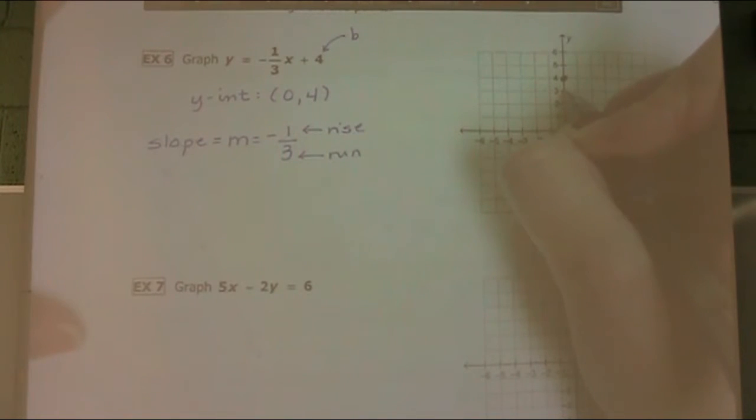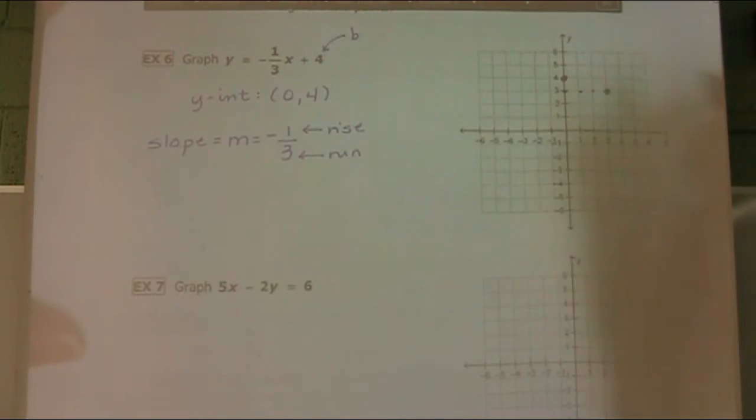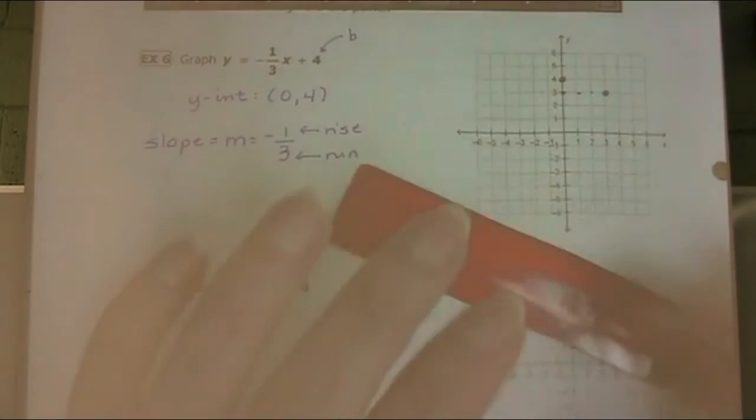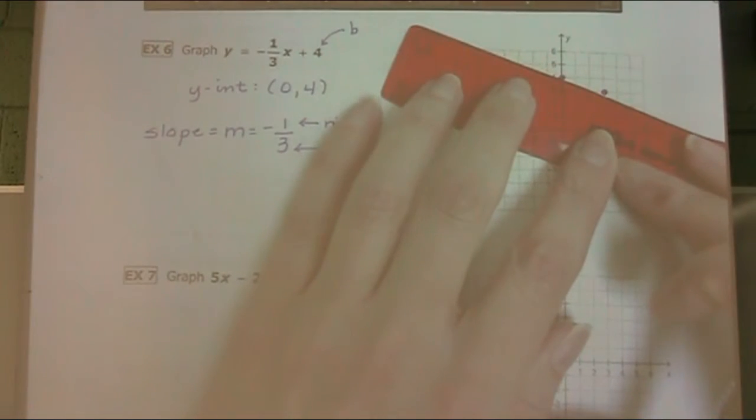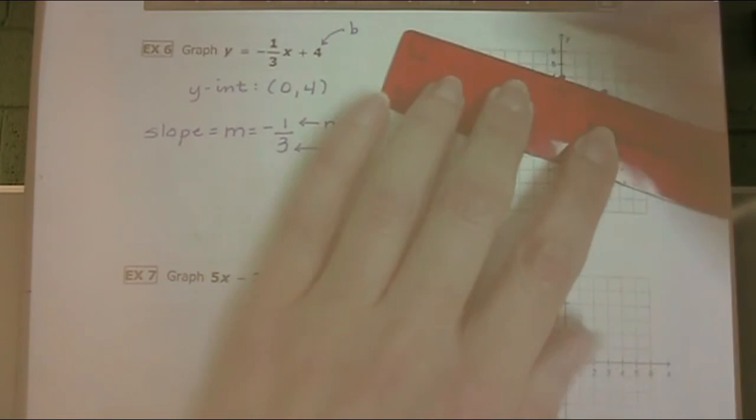I always go to the right. If it's positive, I go up. If it's negative, I go down, but always to the right. So 1, 2, 3 to the right, and put another point. And now I'm going to use my ruler and draw a line through these 2 points.